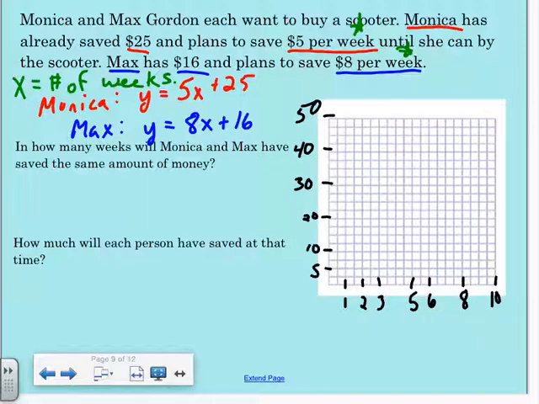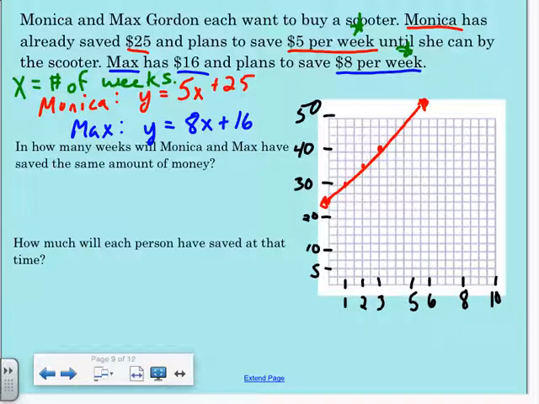All right, now let's graph. I start with Monica at 25, so that's easy. Right here, 25. Every week I go up 5. So up 1 week, I'm going to start from my 1, and I'm going to go up 5. This is awesome. Monica works out perfect. I'm going up a week, so I go over 2, and I'm going up 5.